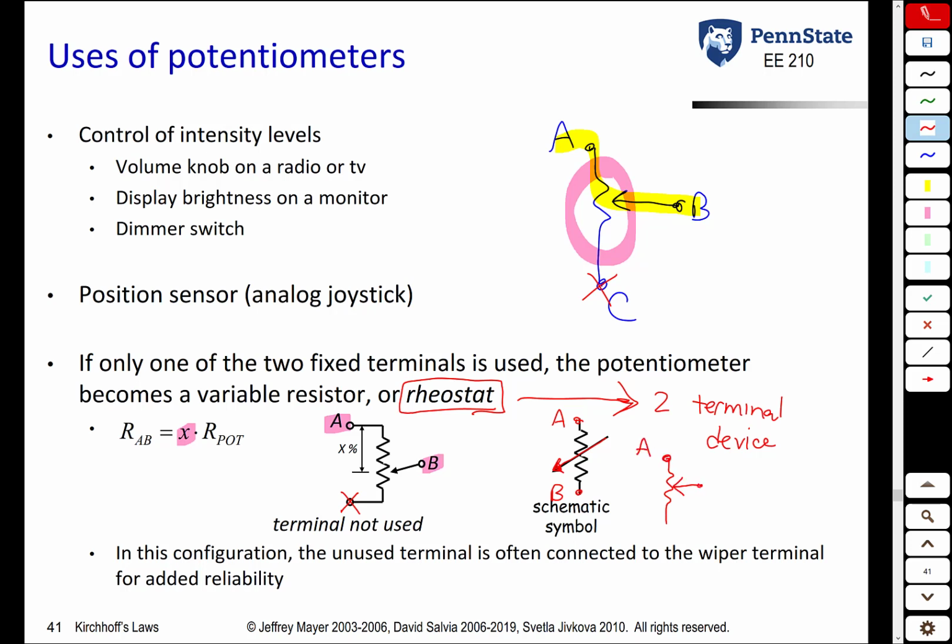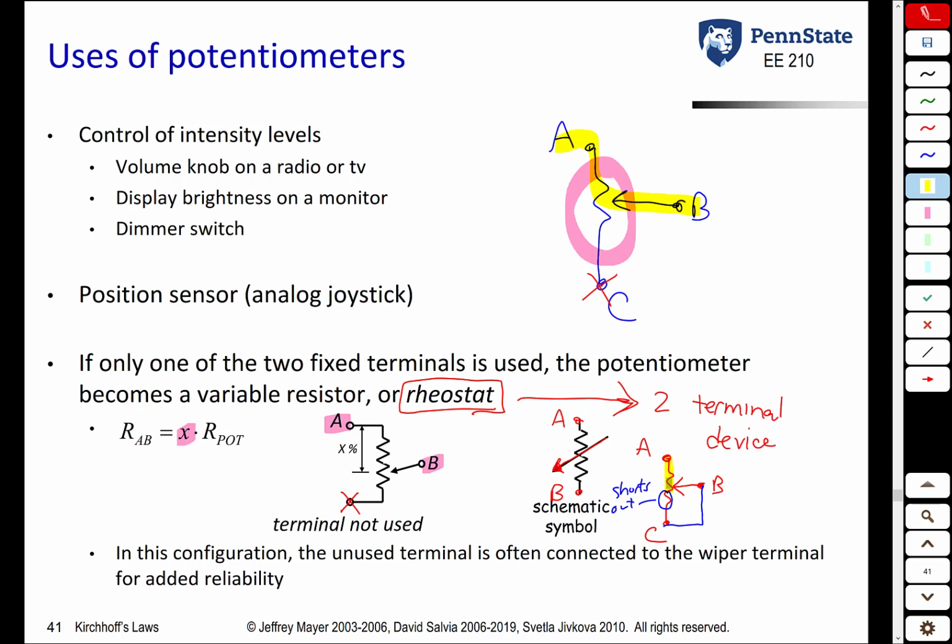One final comment about rheostats: it is generally good practice, if you're using a potentiometer as a rheostat, where you're just using terminals A and B, to take terminal C and connect it to terminal B with a wire. This gives us added reliability. It basically takes this part of the resistance and shorts it out. Once again, it gives us our variable resistance between A and B. It can be anywhere from 0 to the potentiometer value. It's not critical that you connect terminal C to B, but it's probably good practice to do so when you're using a potentiometer as a rheostat.